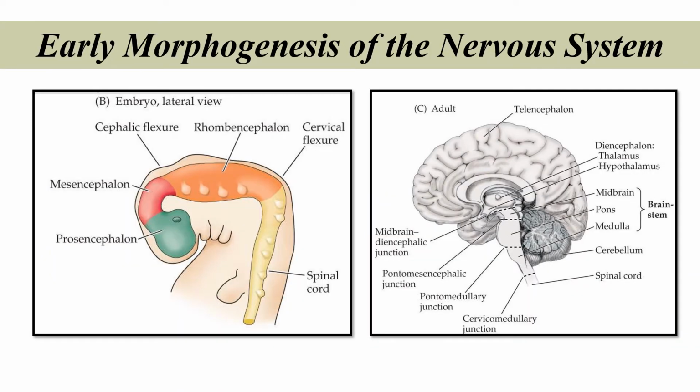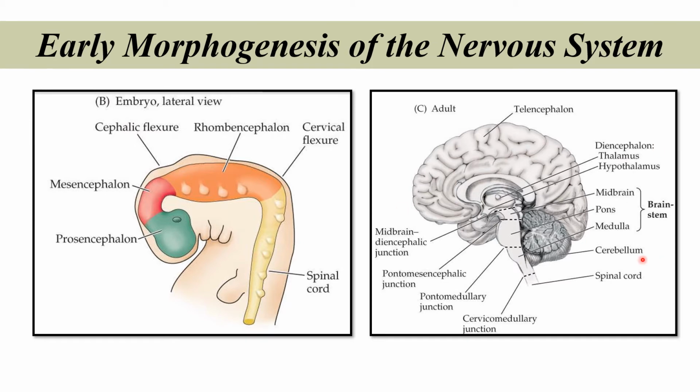So here, it would show you the early morphogenesis of the nervous system. So ito yung sinasabi ko na early development, you have the prosencephalon, mesencephalon, rhombencephalon, and then you have here the cervical flexure that would actually give you the idea na this is actually the part of the head, no? And then, of course, pababa is the spinal cord.